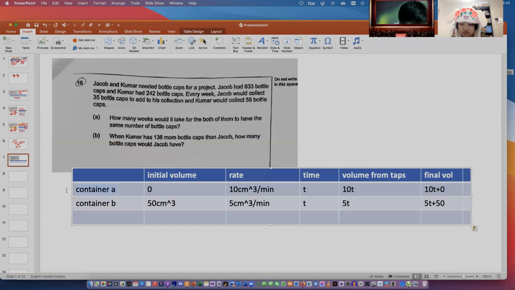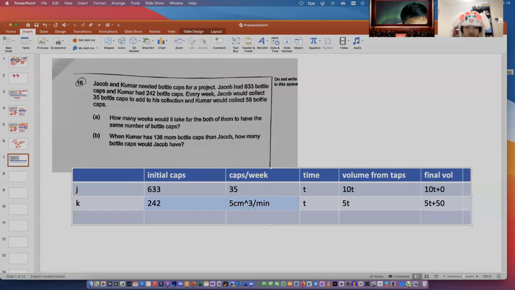So over here is a different name only, Jacob and Kumar. I want you to see the similarity between these two. This is initial caps. So Jacob is 633, and this one is 242. Okay, and then it says every week. So basically, this is the rate. I change it to caps per week. Every week Jacob will collect 35. Kumar is 58.